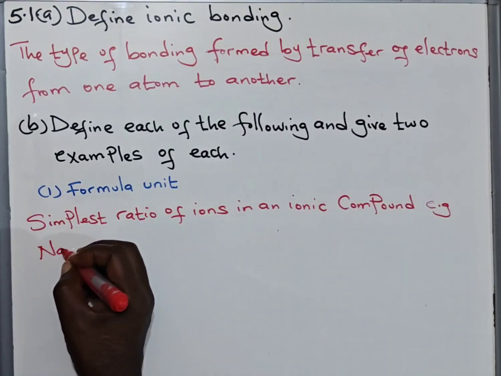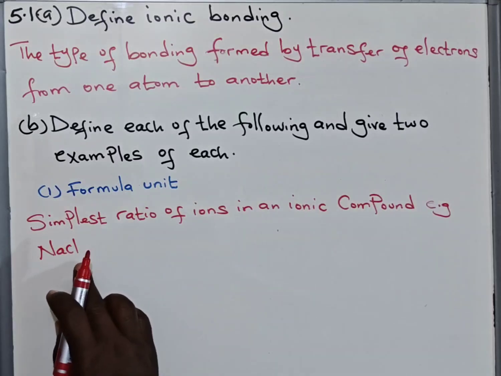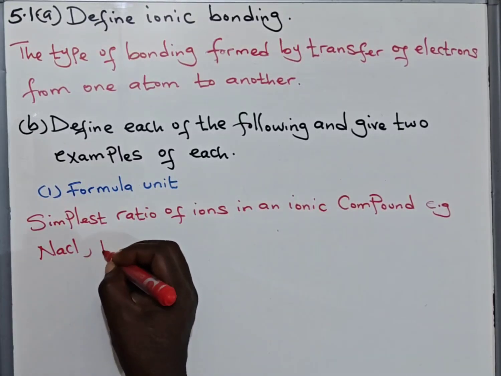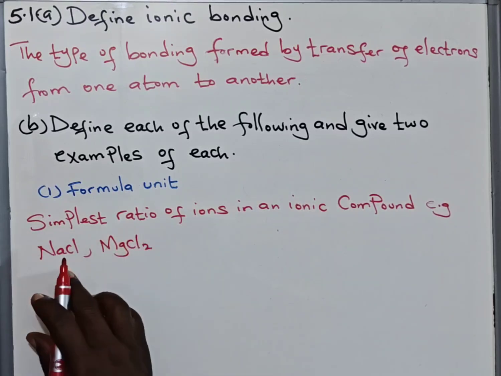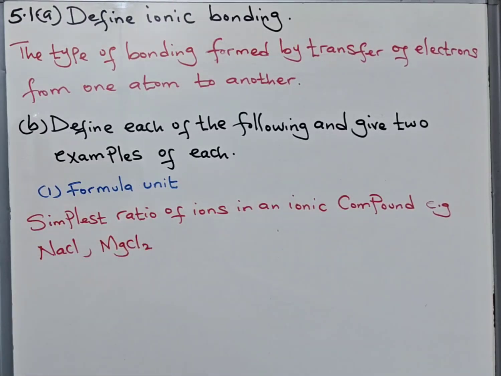sodium chloride written like this. So what you have here is the formula unit, or magnesium chloride written like this. So these are what you call formula units.